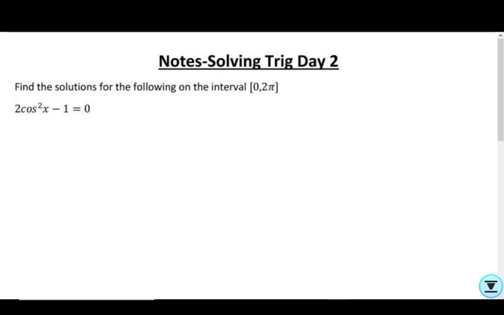because technically there are coterminal angles that we need to include outside of 0 to 2 pi, but for right now we're just going to focus on the algebra and using the unit circle to find those values. So we're going to start with something easy, something simple. Okay, so 2 cosine squared x minus 1.